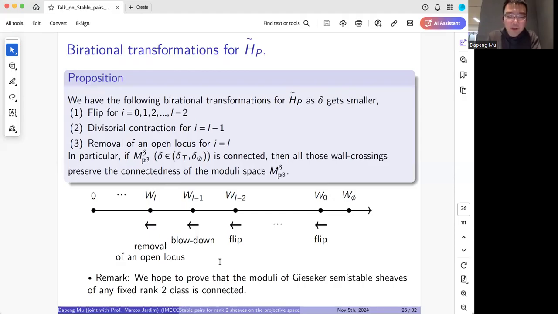I put a very small remark at the end of this slide. We hope to use this result to prove that this Gieseker moduli space for rank 2 sheaves is connected. In particular, if the moduli space we start with is connected, then we can prove that those wall crossings preserve the connectedness of the moduli space. Actually, we hope that when we cross all the other walls, it still preserves the connectedness, but those situations are harder than crossing those walls. Okay.